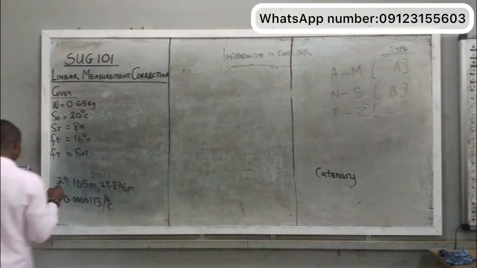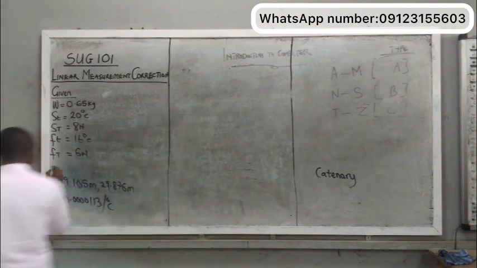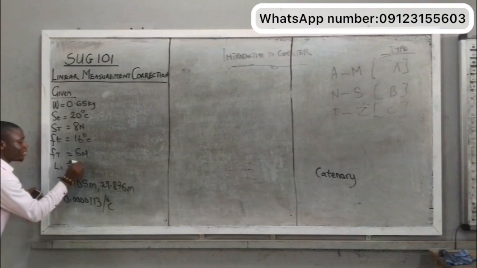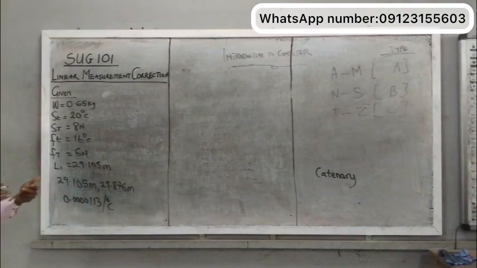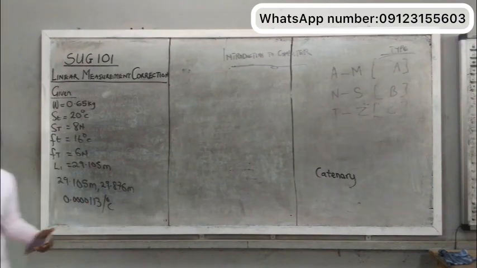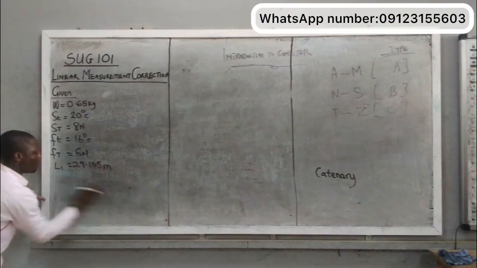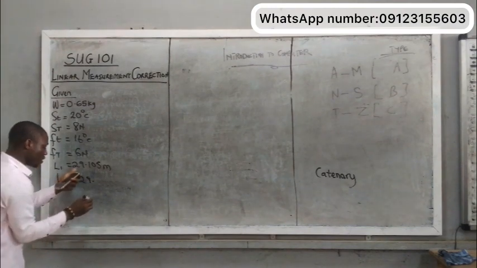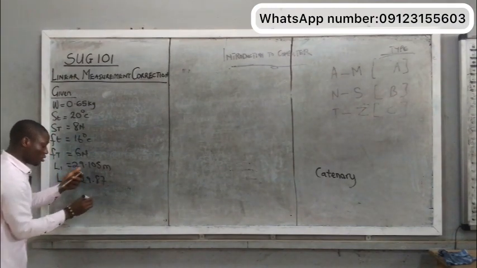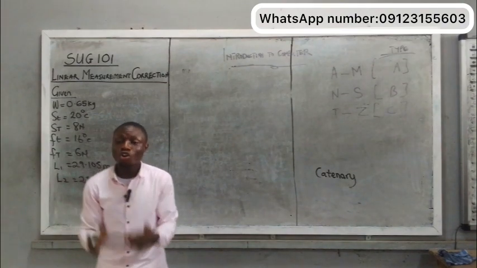Alright, let's proceed. The readings on successive sections were 29.105. That's the first length, so M1 is 29.105 meter. I'm given another length, 29.876. That's my L2, so my L2 is 29.876 meter.